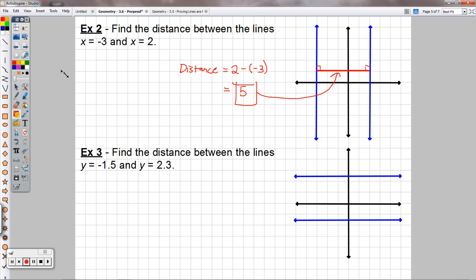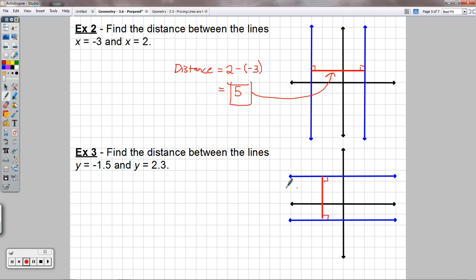So I'm looking for now this vertical distance between these two horizontal lines. These have the same slope. They both have a slope of 0, so I know they're parallel. The distance is just going to be the perpendicular distance between those two parallel lines.